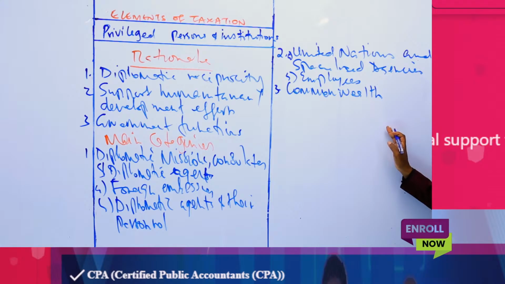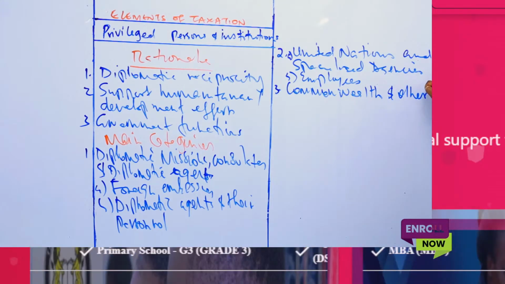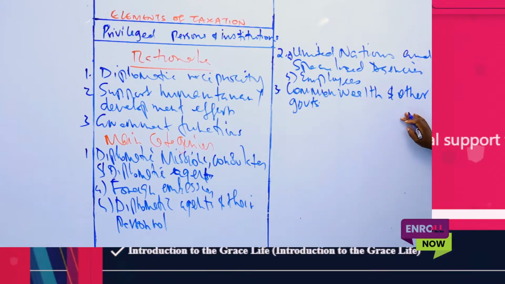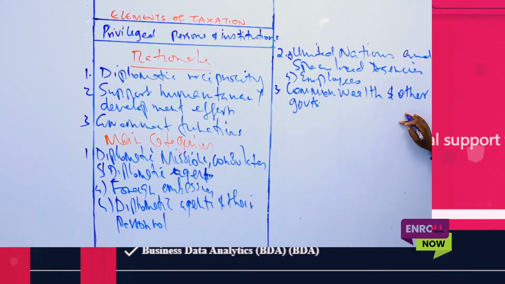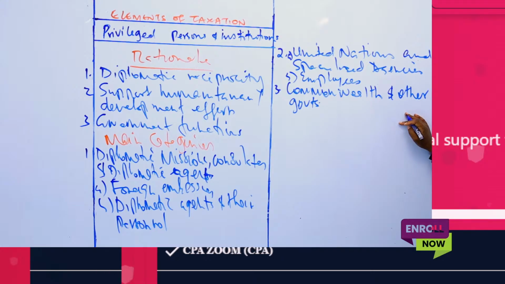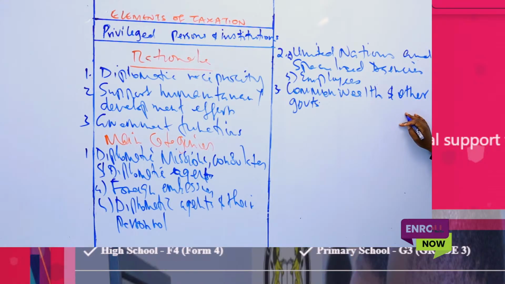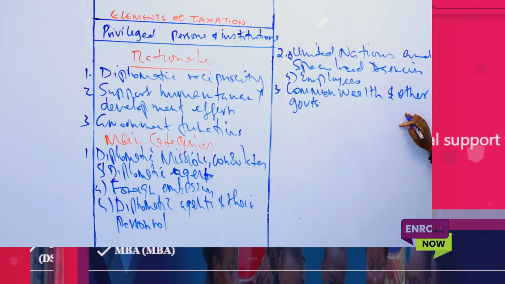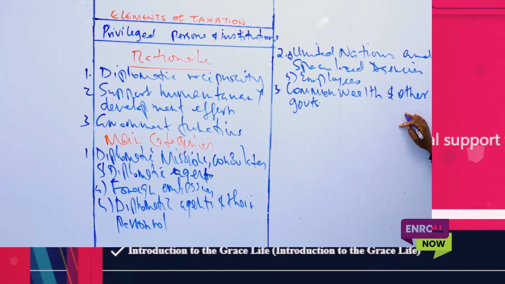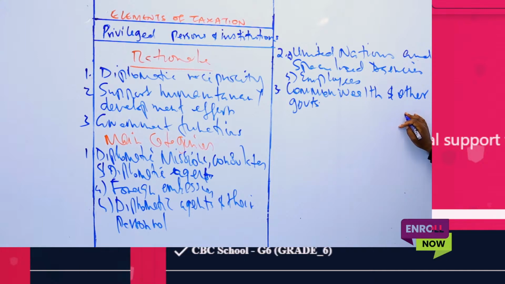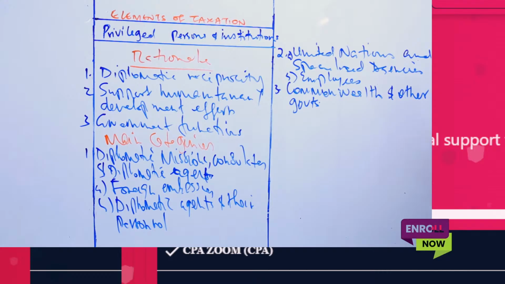Then 3, Commonwealth and other governments. These are goods consigned to officers or men on board a naval vessel belonging to another Commonwealth government for their personal use or for consumption on board such vessels. We may also have goods for use of any of the armed forces of any allied power.